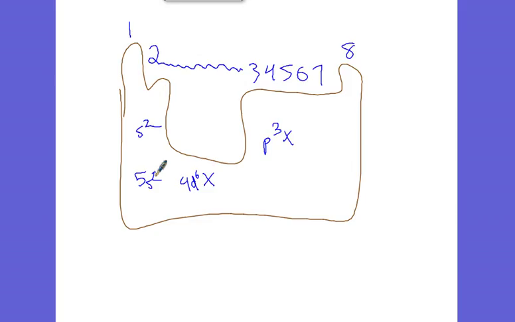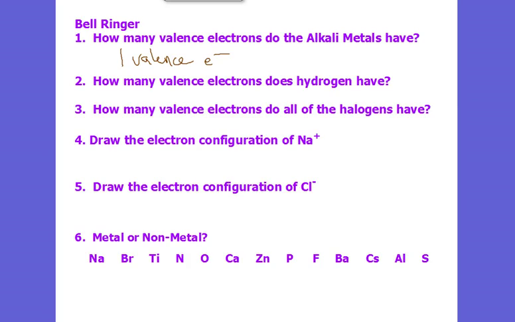Most elements want to be like noble gases. Noble gases have 8. More on that in a little bit. I hate when people say more on that because it sounds like they're saying moron, but they're not trying to.